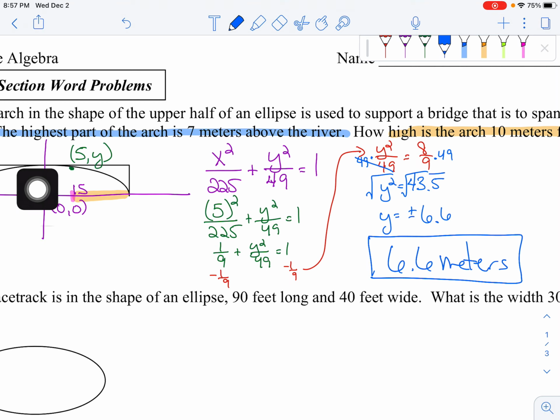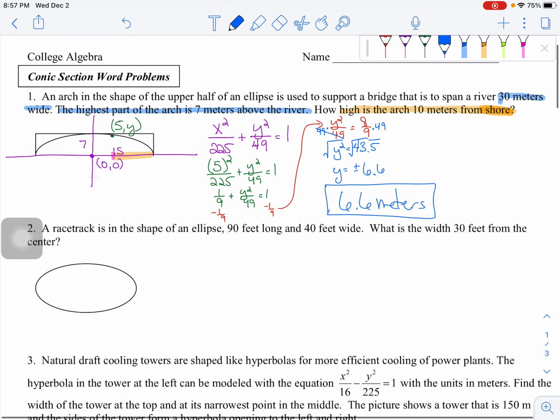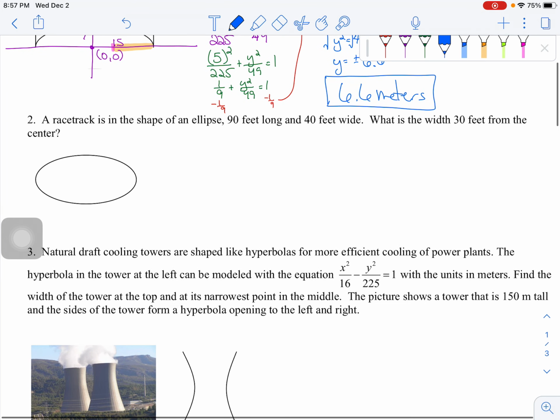Okay. Keep in mind that the highest point was only supposed to be 7 meters, so make sure your answer is less than that. If you had done this problem and you got an answer of 18.3, please know that something went wrong in your problem. All right, I'm going to go ahead and slide on down to problem number 2.